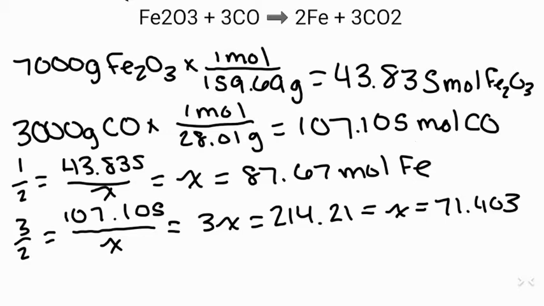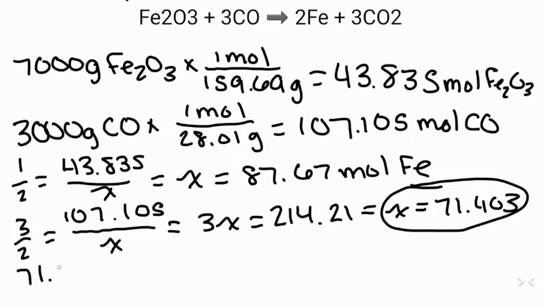Now that we've found how many moles of iron each one of these reactants can create, we can see that the moles of iron from the carbon monoxide have a much smaller number than the moles that iron oxide gave us, so that is our limiting reagent, which we will be using to find how many kilograms of iron can be produced in this equation.